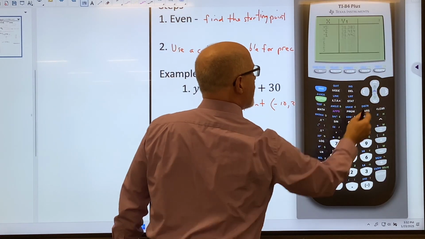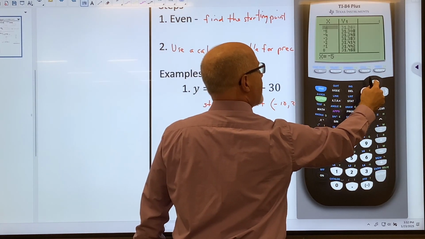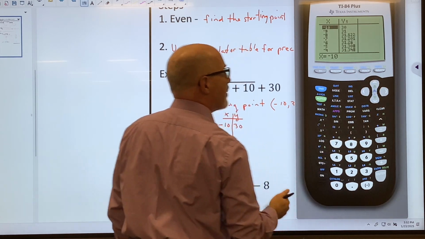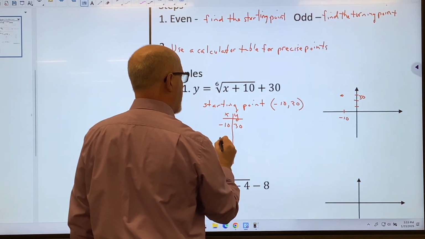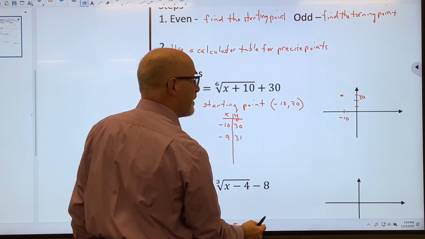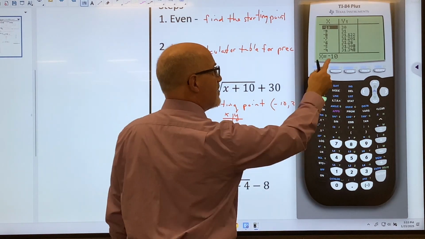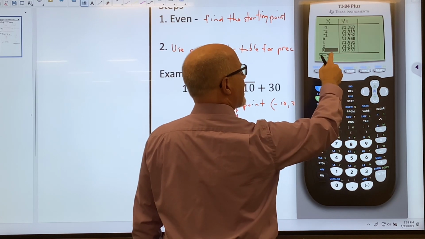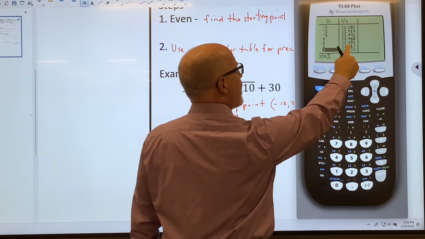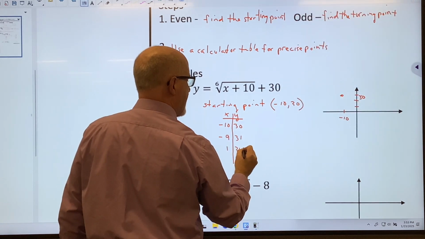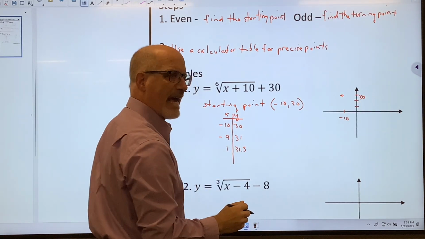So let's take a look at some other points on the table. Second table, I'm going to go up here to -10. Notice -10 is at 30, -9 is at 31. And then after that, it's going to be very flat, so the numbers don't change a whole lot. So I'm going to get another number out here in the positive range. Let's go with, at 1, it's about 31.5. That shows me how flat it is.